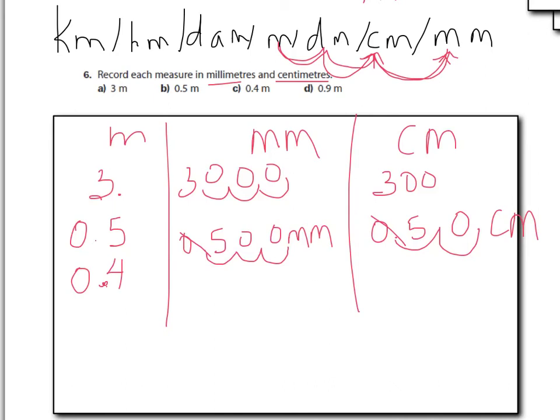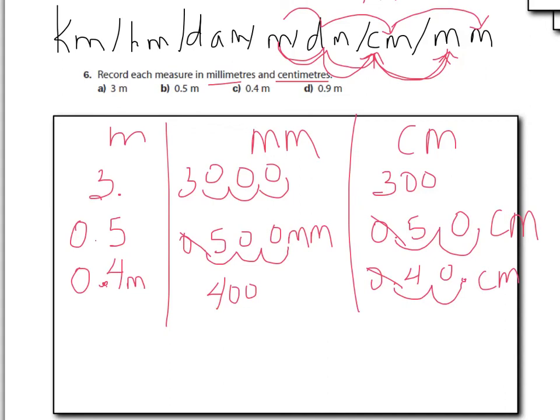0.4 meters. Again, we know for centimeters, it's 2 jumps to the right. So 0.4, 1, 2 jumps to the right, fill it in with a 0. Get rid of that decimal because this is our new decimal, 40 centimeters. Same thing with millimeters, except it's 1 more jump to the right, which would make it 400 millimeters.